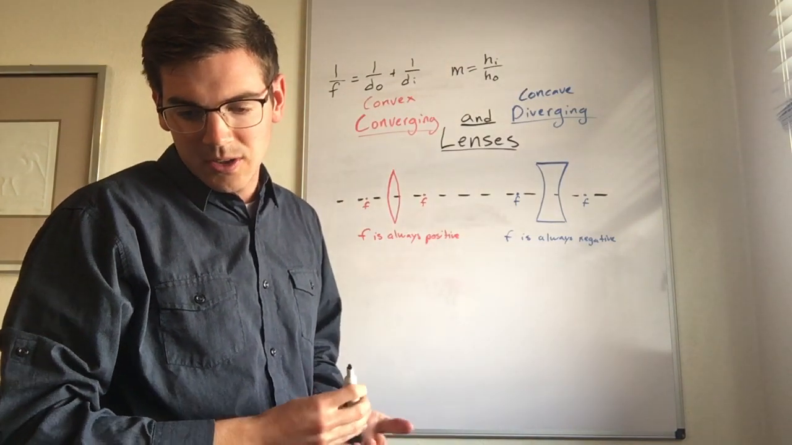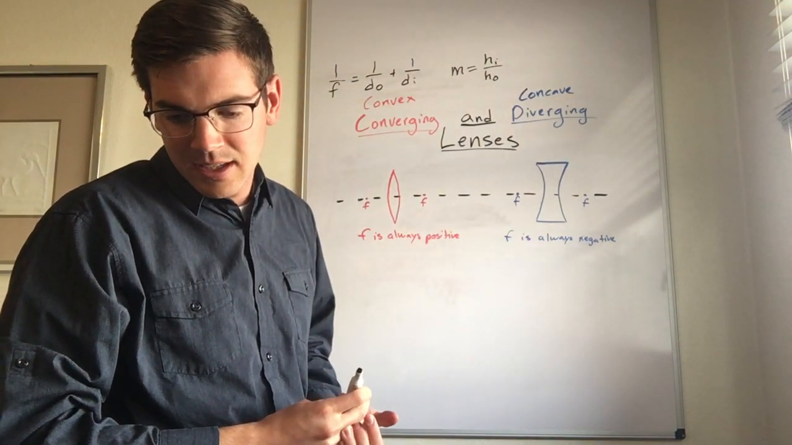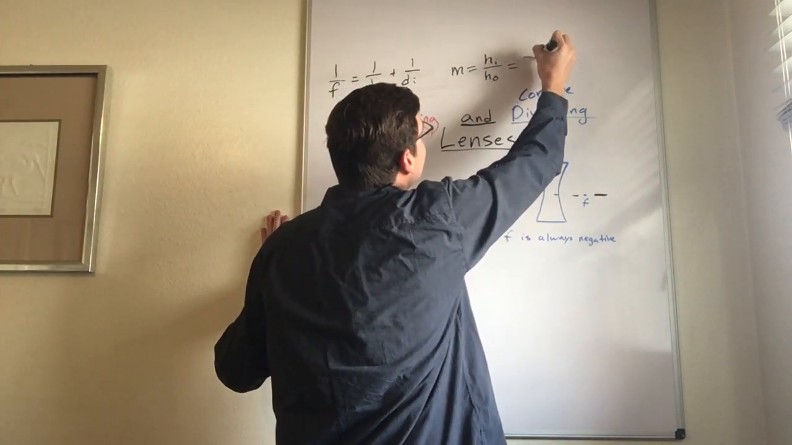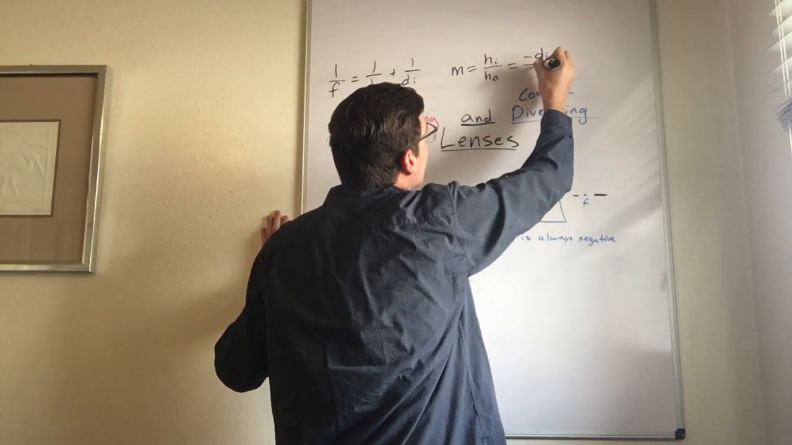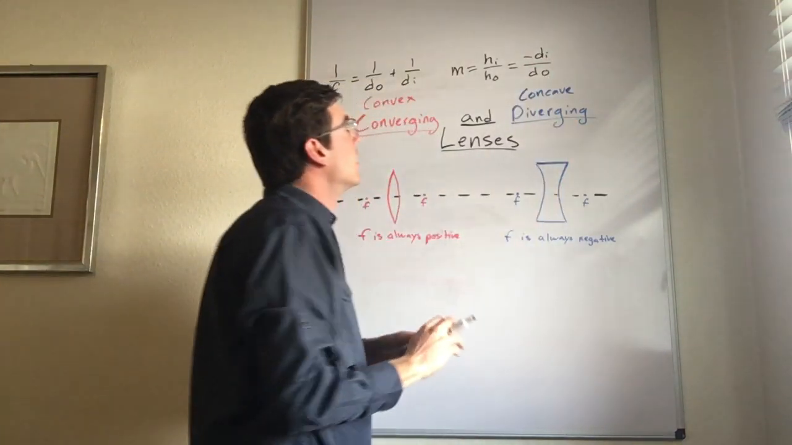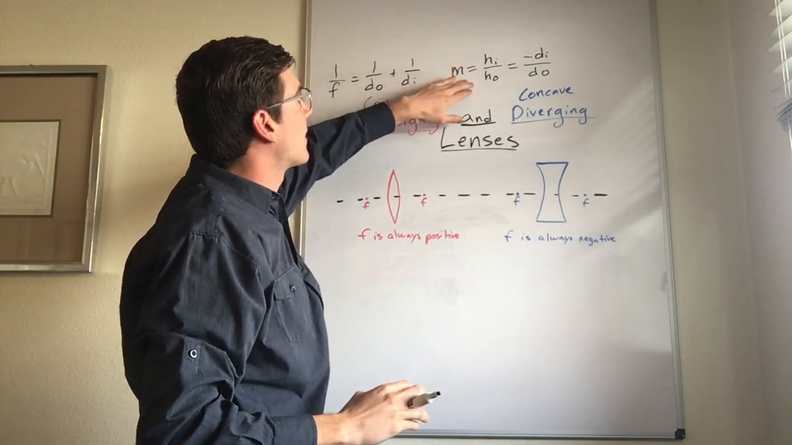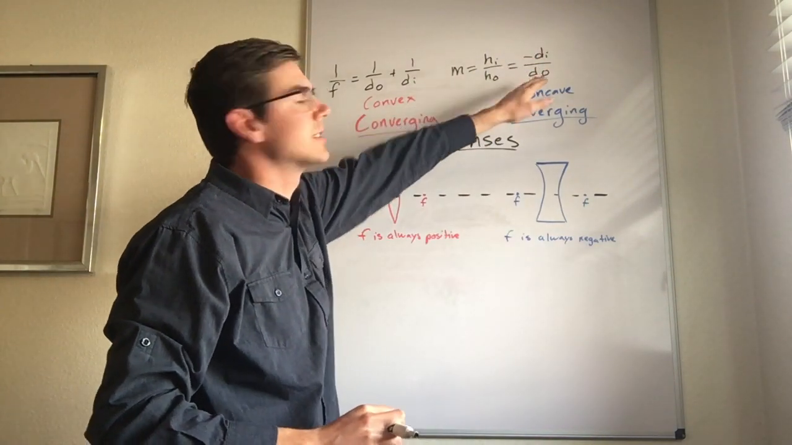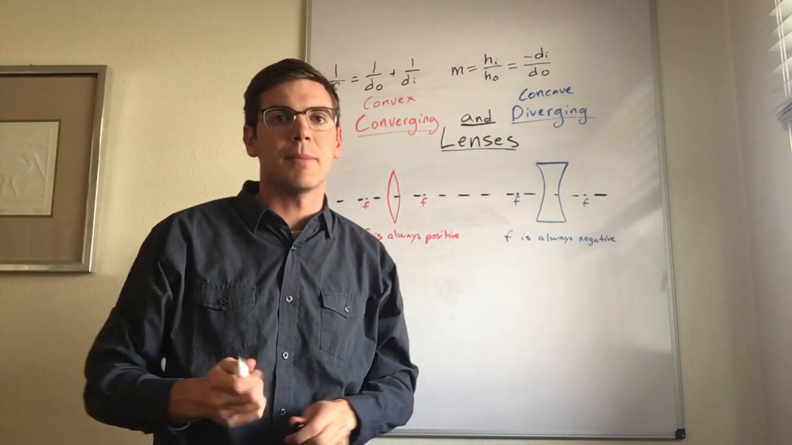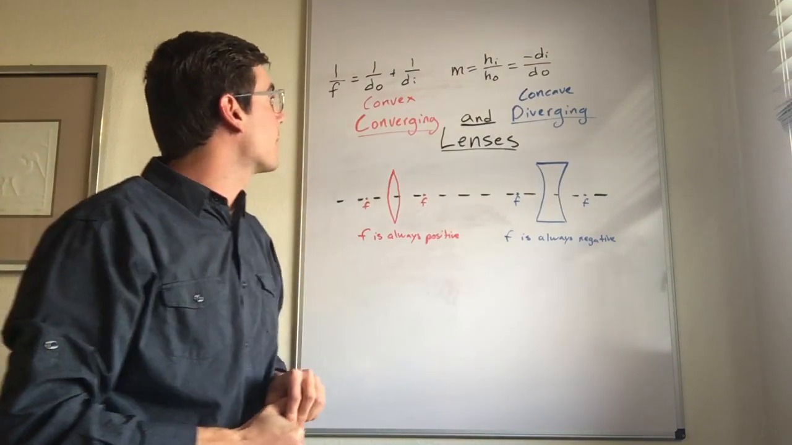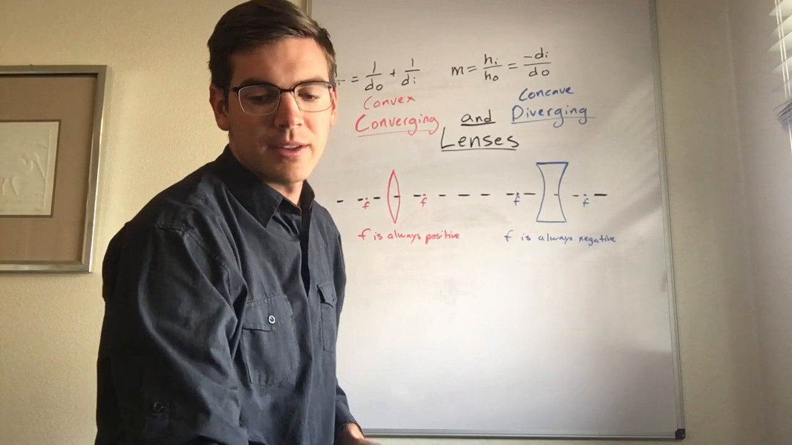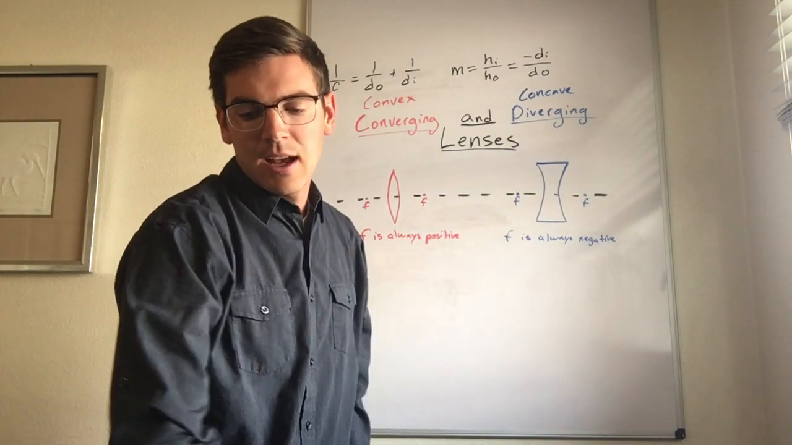And this also is the same as negative distance of the image over the distance of the object. So if you have the height of the image and the height of the object, you can find magnification. Or if you have the distance of the image and the distance of the object, you can also use that to find magnification. So we're going to run through a couple quick practice problems to help us make sure that we fully understand these lenses.